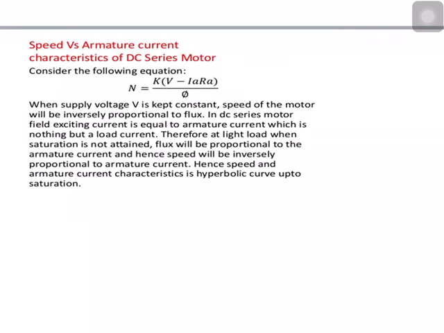In a DC series motor, field exciting current is equal to armature current, which is nothing but the load current. So at light load, when saturation is not attained, flux will be proportional to the armature current, hence speed will be inversely proportional to armature current. Hence the speed and armature current characteristic is a hyperbolic curve up to saturation.